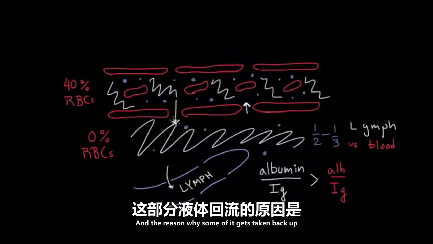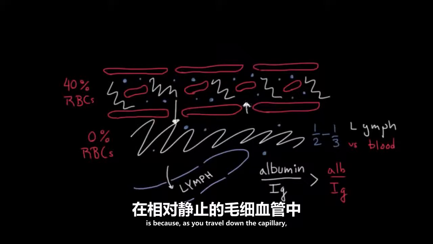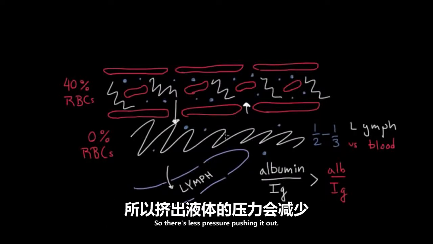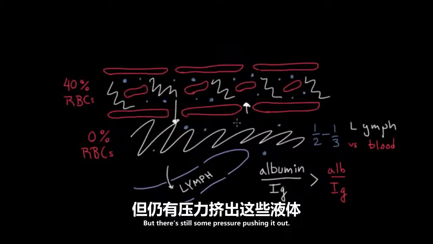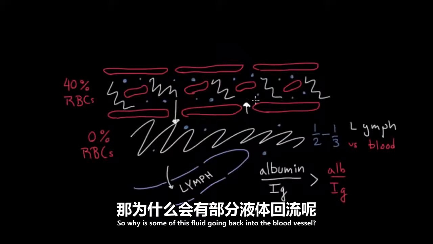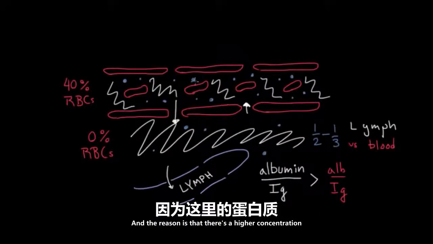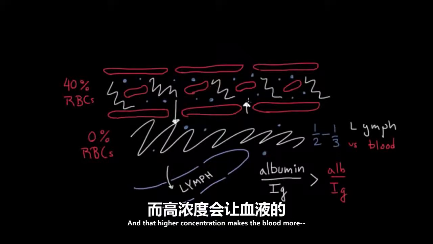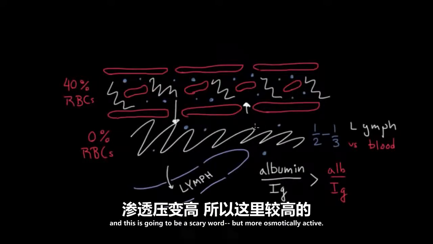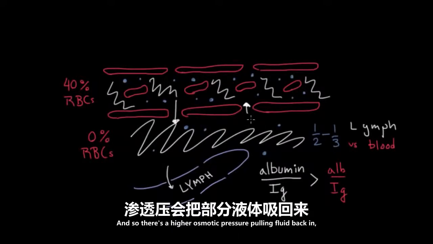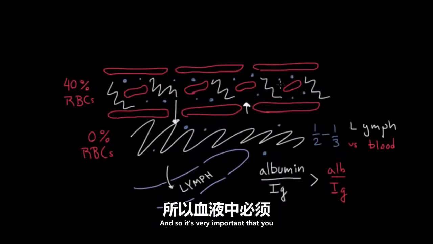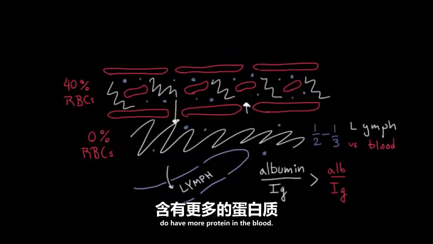And the reason why some of it gets taken back up is because as you travel down the capillary, the hydrostatic pressure that pushes this fluid out goes down. So there's less pressure pushing it out, but there's still some pressure pushing it out. So why is some of this fluid going back into the blood vessel? The reason is that there's a higher concentration of things like proteins in here. And that higher concentration makes the blood more, and this is a scary word, but more osmotically active. And so there's a higher osmotic pressure pulling fluid back in, exactly because you have more protein in the blood than you do out here in the lymph. And so it's very important that you do have more protein in the blood.